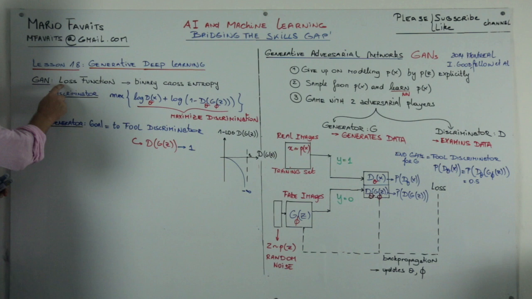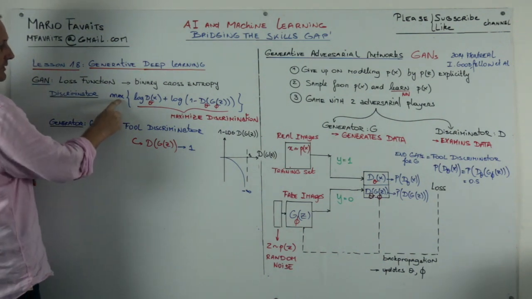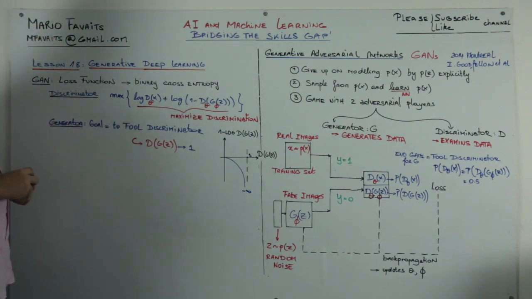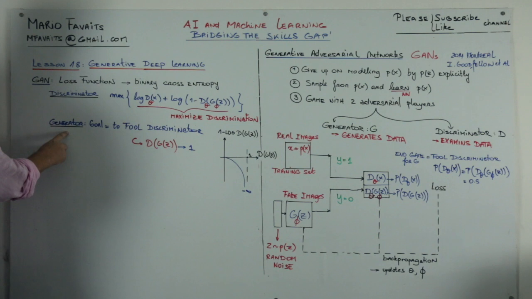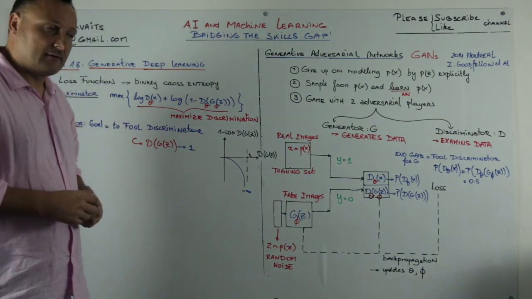Okay, so we're still looking for the loss function, and we just defined the optimization problem for the discriminator. For the discriminator, we want to maximize this function. Alright? So now we're going to look at the generator and see what its optimization problem is. And remember, the goal for it is to fool the discriminator.